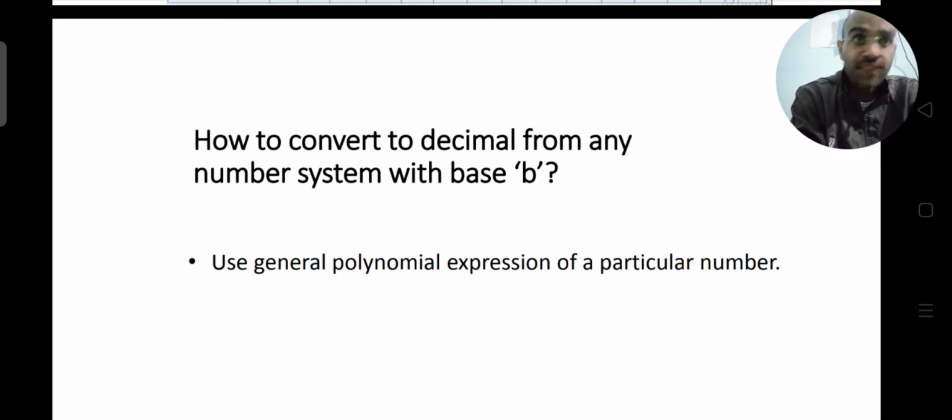5, 6, 7, 9, 12, 15, 16, anything. So how to convert a given decimal number into another number system of our choice? The very simple method to do it is the use of the general polynomial expression. So what is this general polynomial and how to use it, we are going to see in the next slide.